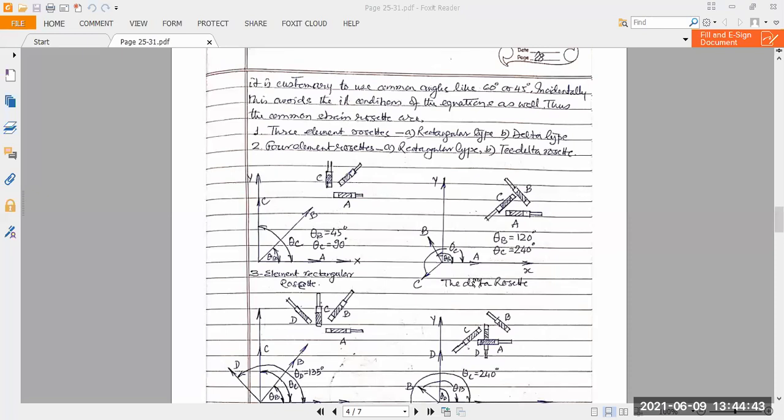The angle should be more than 0 degrees and less than 360 degrees. It is 120 degrees from OX. Next, gauge C is set at an angle of 240 degrees, which is less than 360 but more than 0 degrees. So it is all put here. This looks like a delta, and thus it is called the delta rosette. The other one looks like the sides of a rectangle, so you can call it the rectangular rosette.